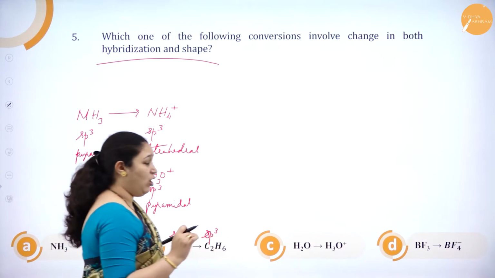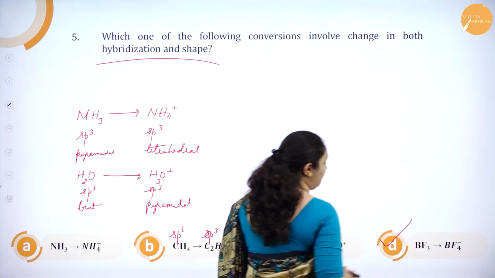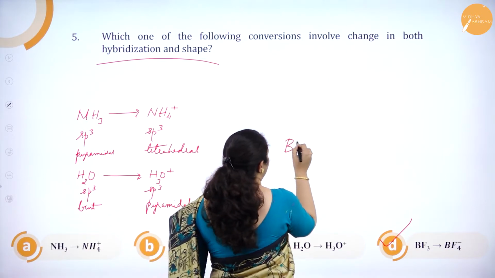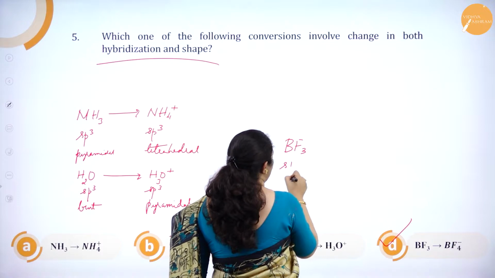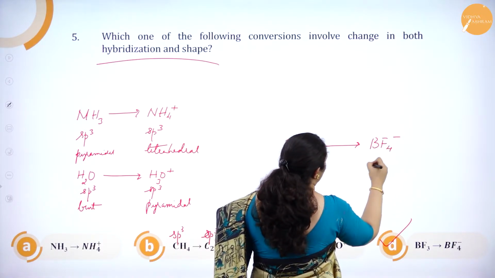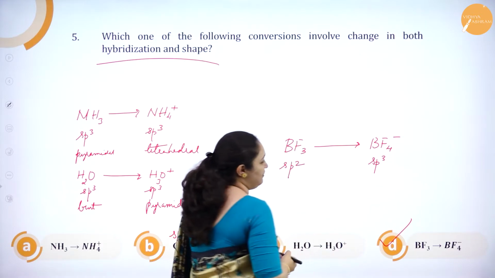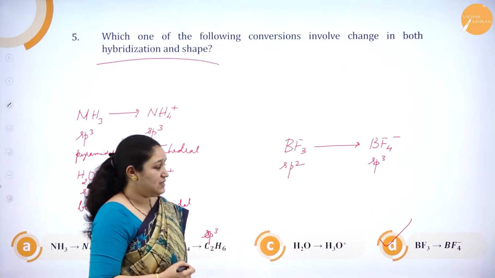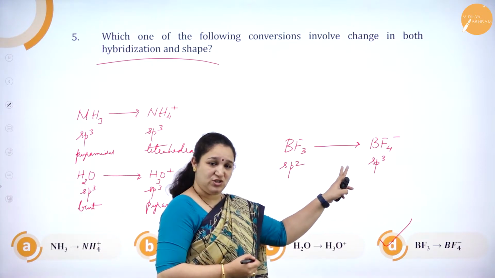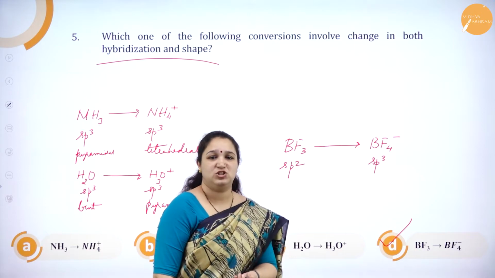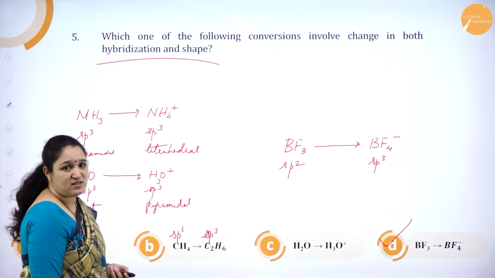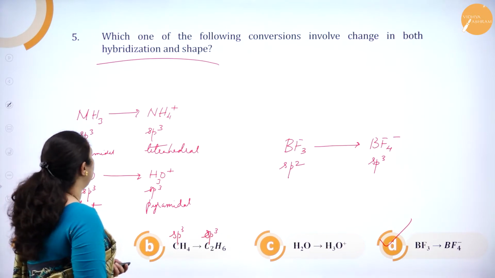So it should be option D, which is BF3 to BF4 minus, where BF3 is sp2 hybridized, whereas BF4 minus is sp3 hybridized. Thus in option D, the hybridization also is changed. Of course, the shape also will change. Thus option D is the right answer. We'll see the next question.